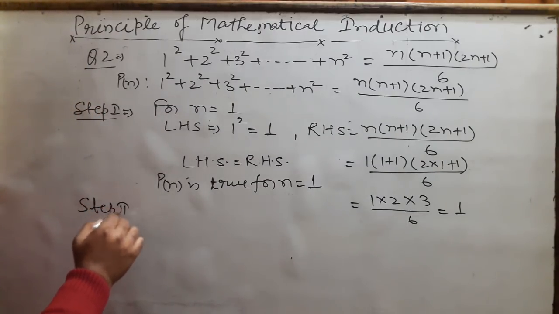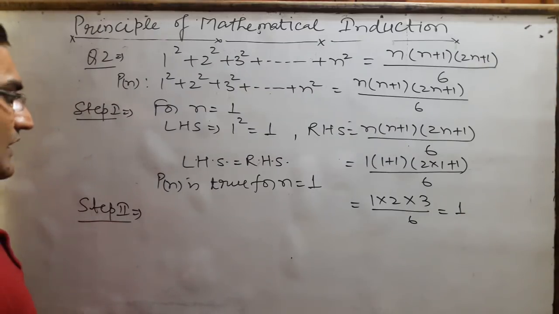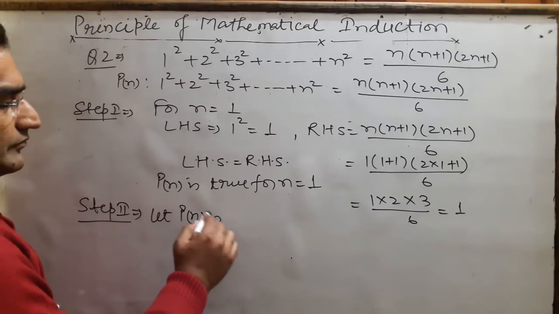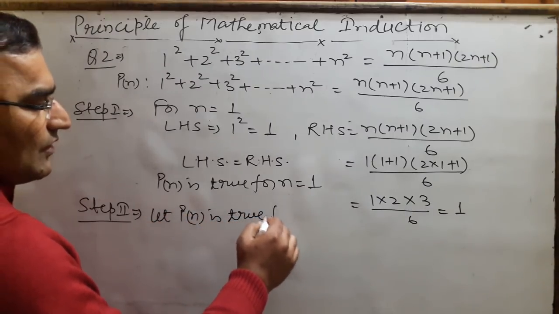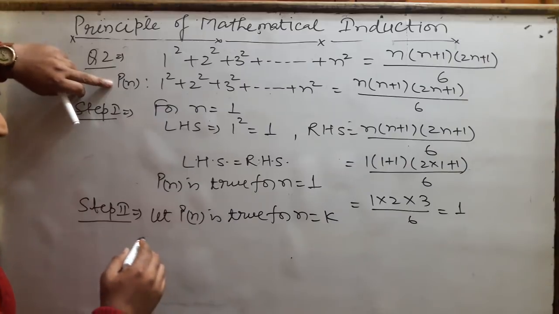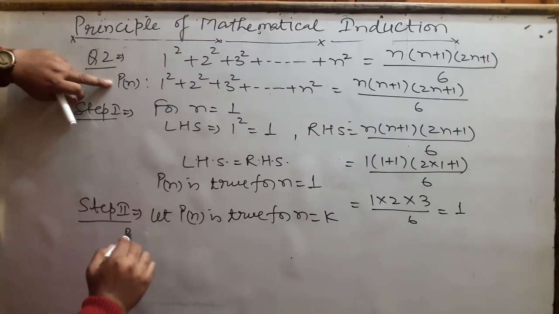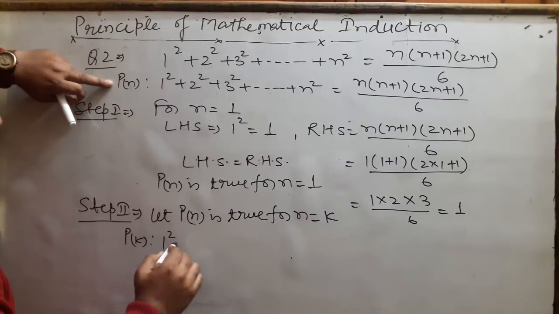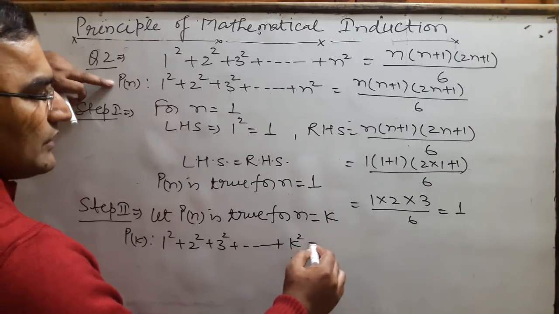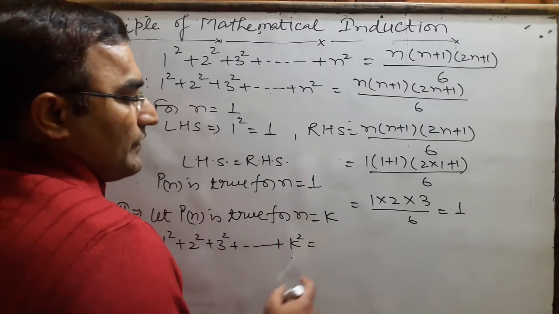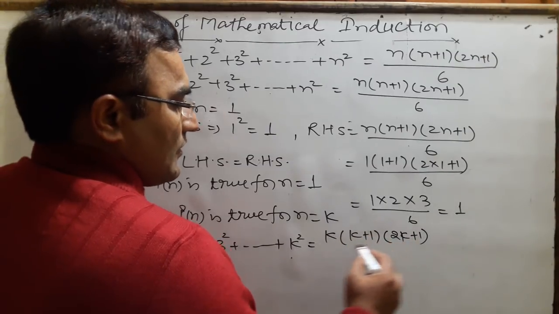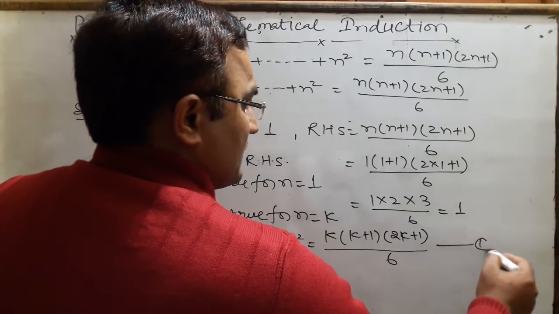Now step second. Same way, let P(n) is true for n is equal to k. A statement is this one. Now substitute n is equal to k, P(k) such that 1 square, 2 square, 3 square and so on k square equal to value of n is k plus 1, 2k plus 1 upon 6. Equation number first.